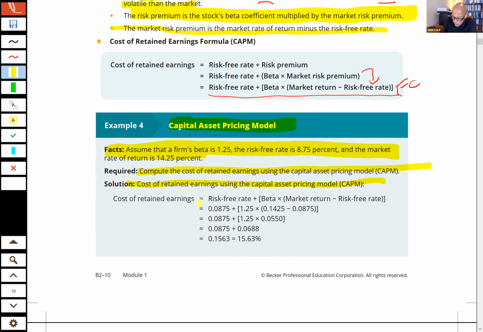So you take a look and they just pick up the elements. We have what? We have the 0.875 as the risk-free rate, and then we have the beta, and then we have that risk premium, which is the beta times the market rate of return minus the risk-free rate. And so then we go ahead and do the math on that, and this company's CAPM is 15.63. Question?